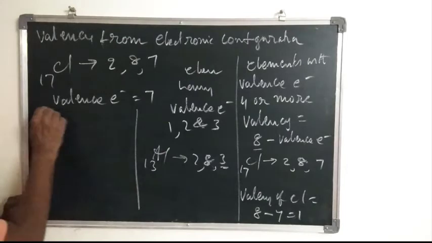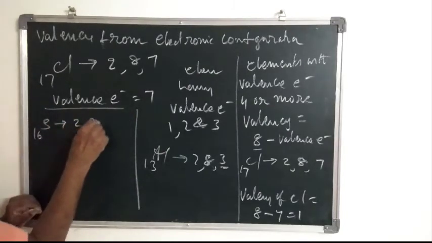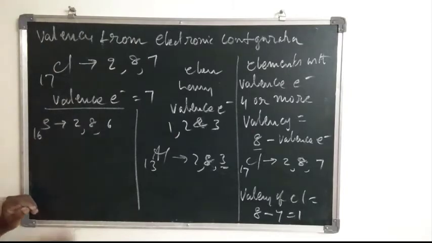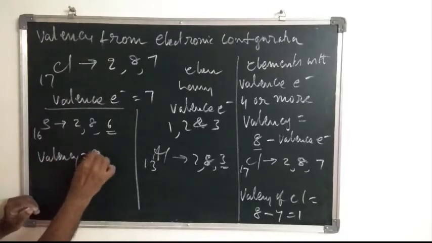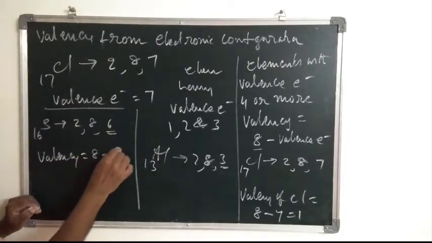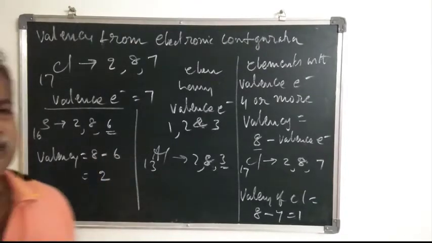Now, let us take an example of sulfur. Sulfur 16, 2, 8, 6. So the valence electrons are 6. Now, valency is equal to 8 minus the number of valence electrons, 6. Therefore, the valency of sulfur is 2.